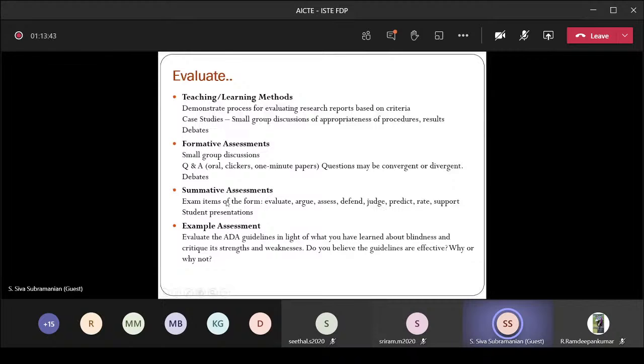These are the few points. Now come to look at the question. Evaluate the ADA guidelines in light of what you have learned about blindness and critique its strengths and weaknesses. Do you believe the guidelines are effective? Why or why not?